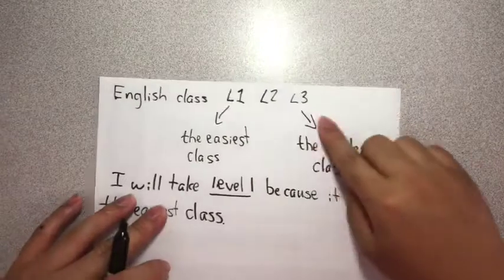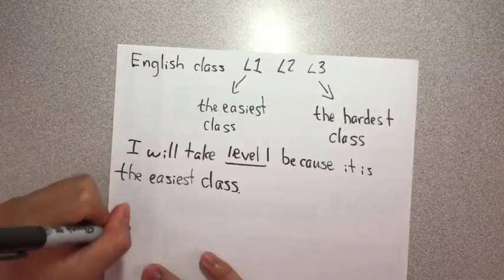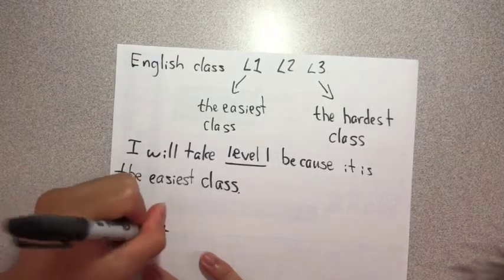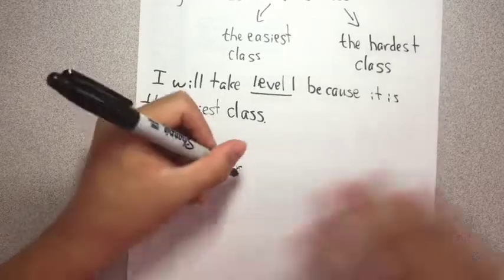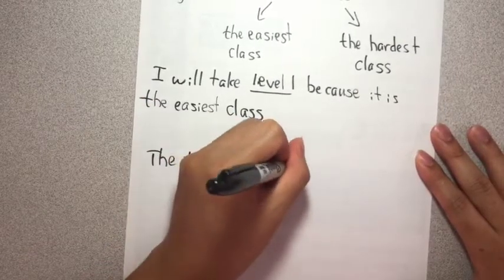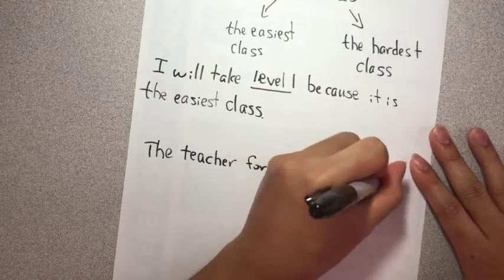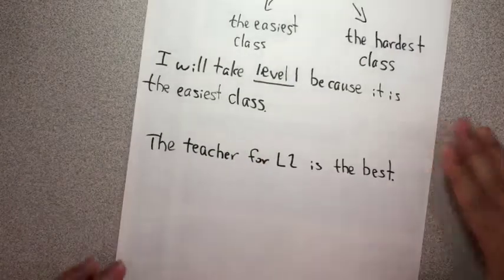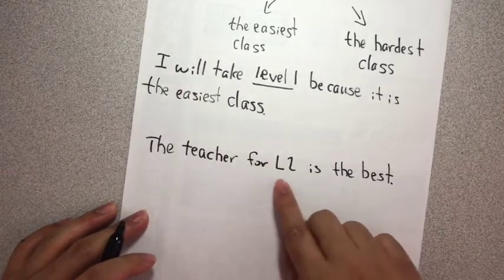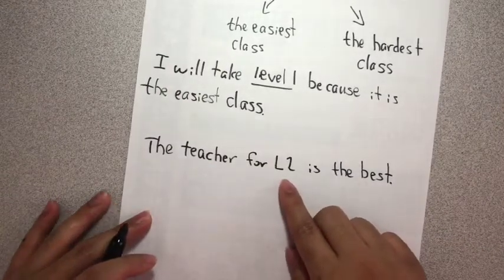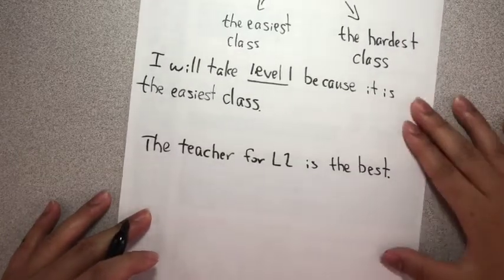So, back to the classes. So let's say the teacher for level 2 is the best. Let's say the teacher for level 2 is the best. So I will take level 2 English class because the teacher for level 2 is the best.